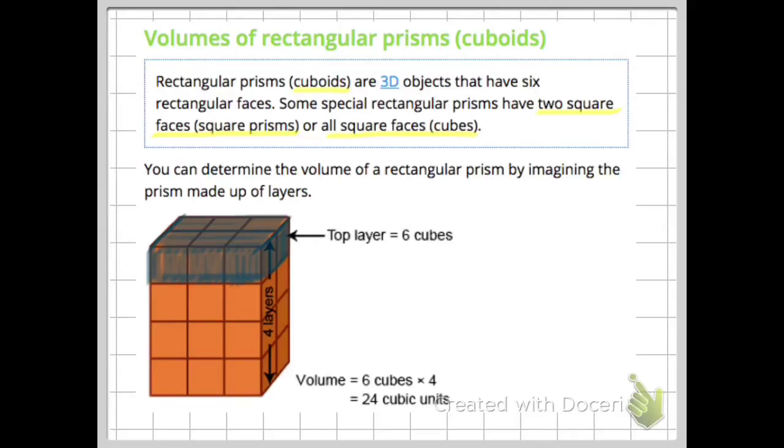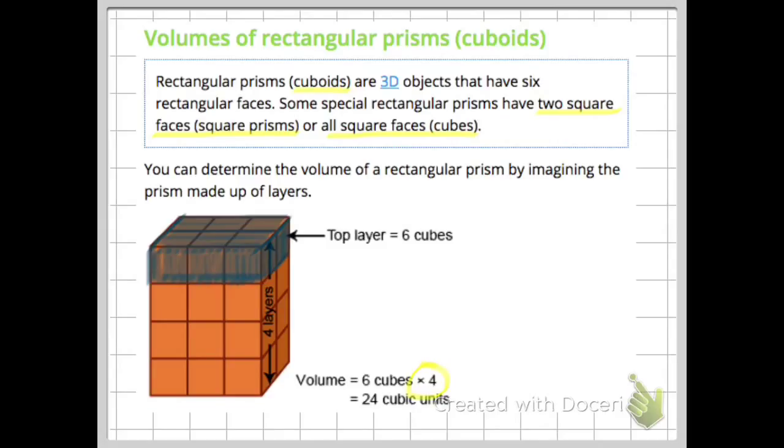So in the diagram here, I've shaded the top layer, which is made up of 6 cubic units. And you'll observe that there are 4 layers. So the volume of the entire prism is simply the volume of 1 slice multiplied by the number of slices. In other words, 6 cubes multiplied by 4 to give us a volume of 24 cubic units.